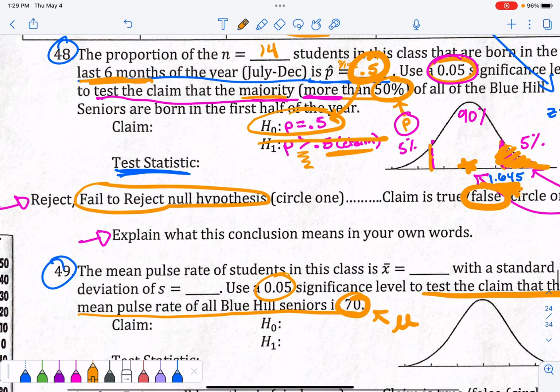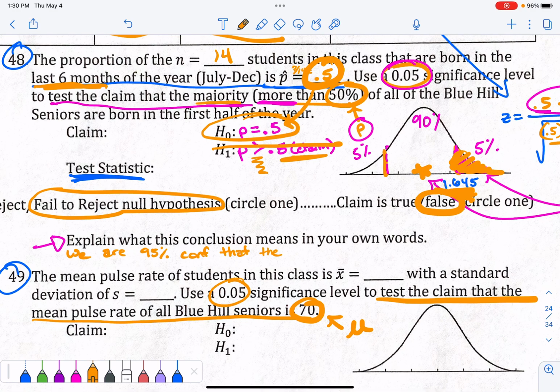So explain what this conclusion means in your own words. We are 95% confident that, to test the claim that the majority of Blue Hill students are born in the first half of the year, we're 95% confident that, I'm just going to say that the majority of BH students are not born in the first half of the year.